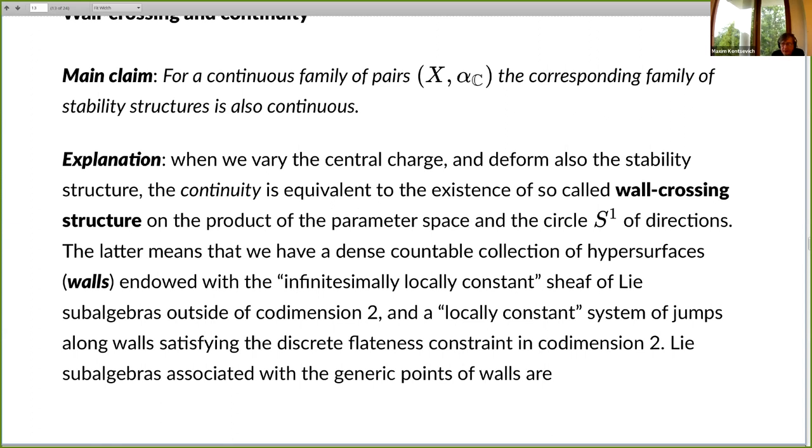And on the complement, I have a locally constant sheaf of Lie subalgebras outside of codimension two. And then I have a locally constant system of jumps, which across the wall, I get an element corresponding to some important group, and satisfy some discrete flatness conditions in real codimension two. What are these Lie algebras?